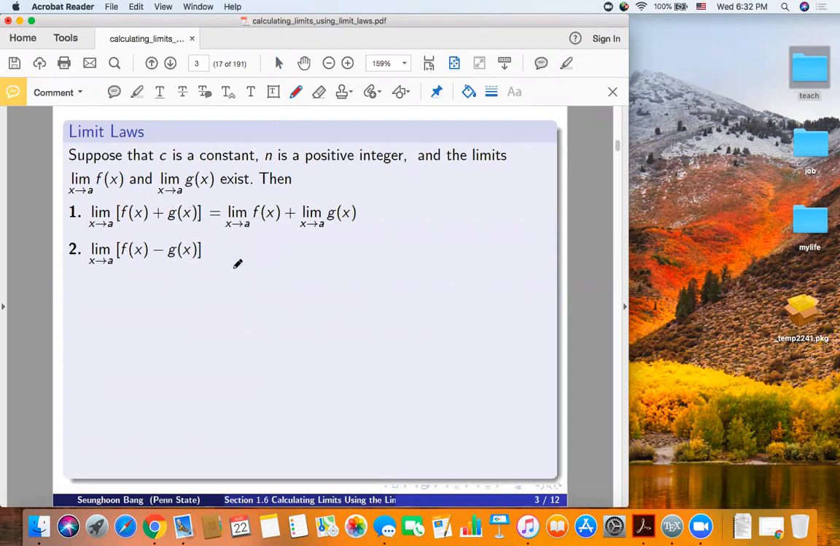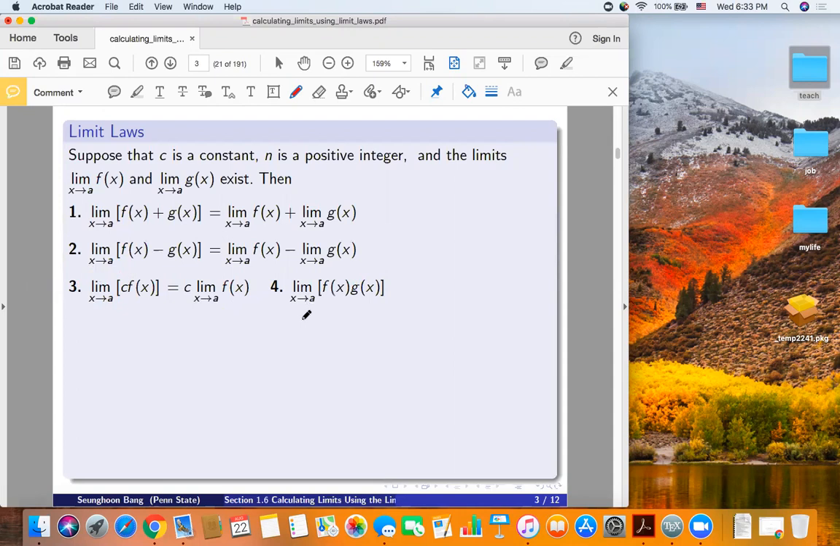Second law, the limit of f of x minus g of x, the same. You can distribute the limit to the first and second one. This is the second law. Third law, the limit of c times f of x. You can take out c. So we have c times the limit of f of x as x approaches a.